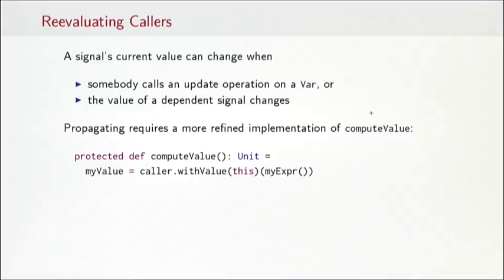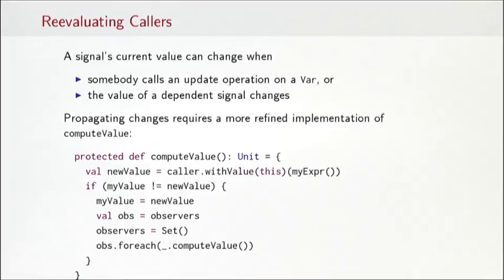That's what it was before. We simply evaluate myExpr with the current caller and assign the result to myValue. And that's the new implementation of computeValue. This part is as before, but now we store the result of evaluating myExpr in a newValue. And if that newValue is different from the current value, then we perform the following actions here. We assign the new value to myValue. That's the same as before.